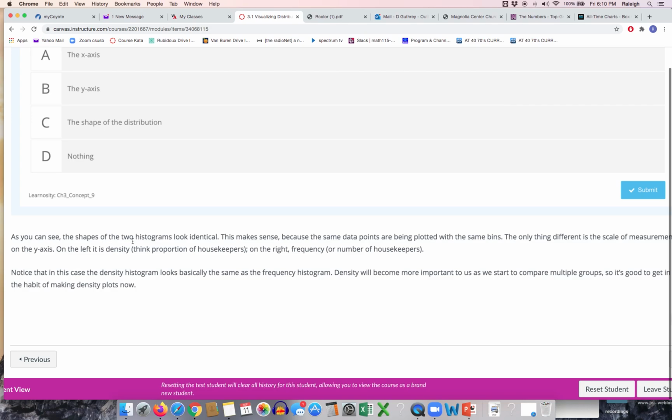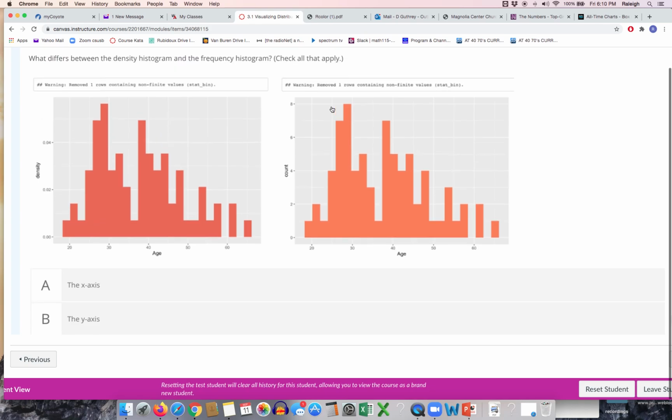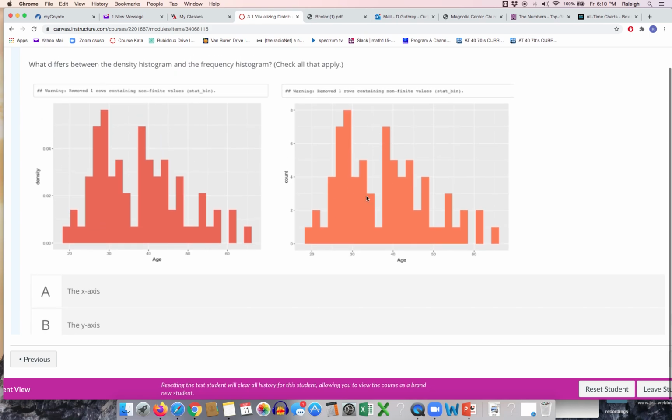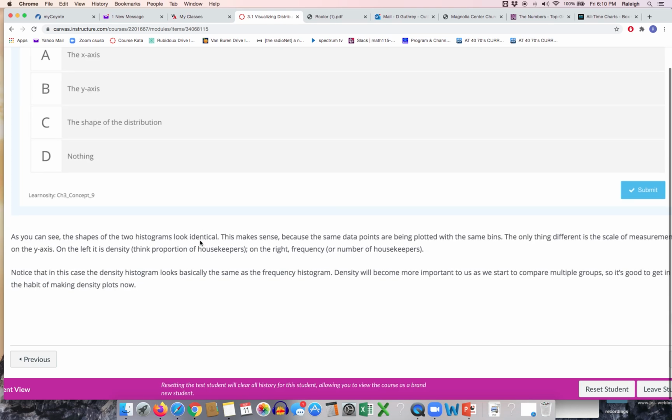As you can see, the shapes of the two look identical. Of course, they are identical. Same data points are being plotted. The only thing different is the scale of measurement, the y-axis, mostly because a lot of people would rather look at proportions, percentages. Other times you have vastly big amounts of data or changeable amounts of data, and maybe one on the counts would be very, very short, and the other one would be huge, and you couldn't compare them. Apples and oranges would not be comparable. But if you put them into density, proportion, percent style, then suddenly they are more comparable.